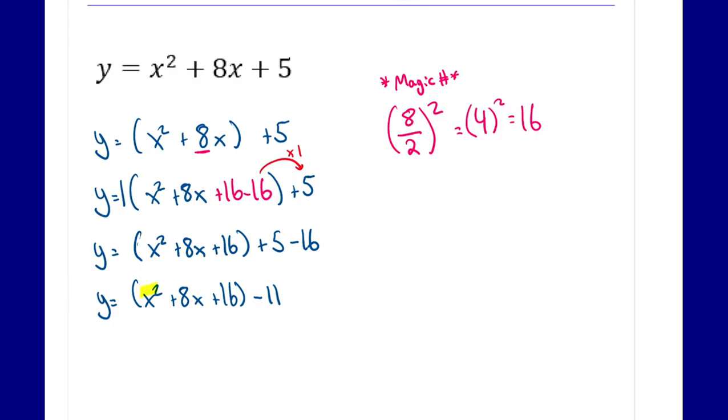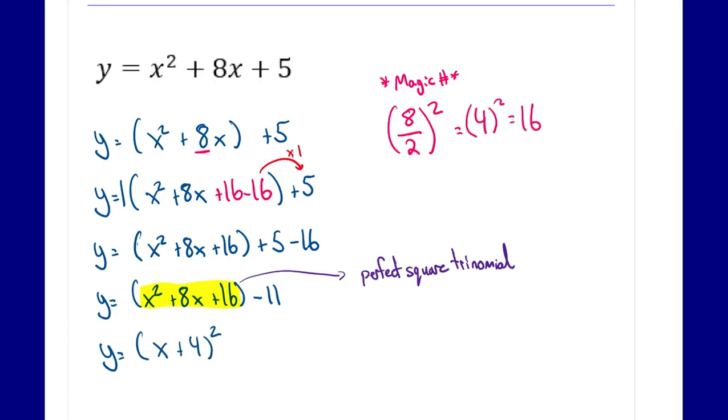Now, the last step, this bracket here is a perfect square trinomial. So because that's a perfect square trinomial, we can factor that. In this case, it's going to be x plus 4 squared. The plus 4 because of the square root of the last term of 16. And we have the minus 11.